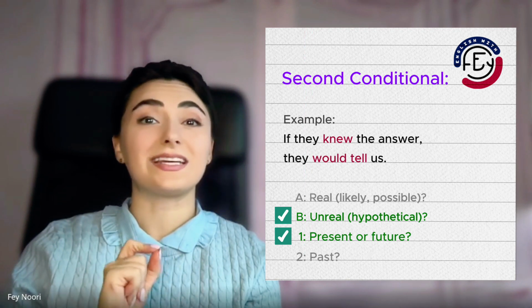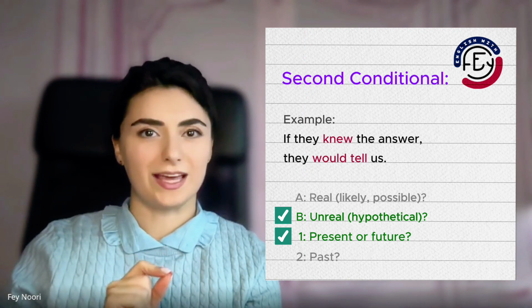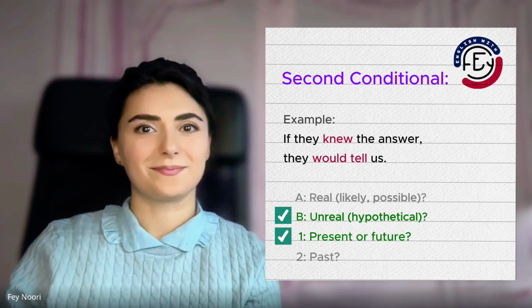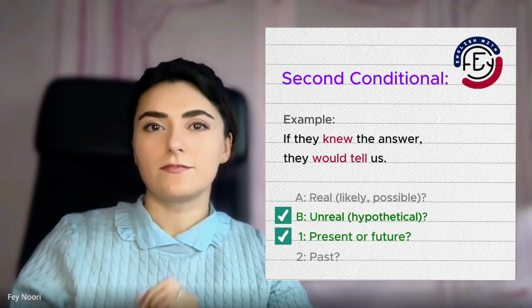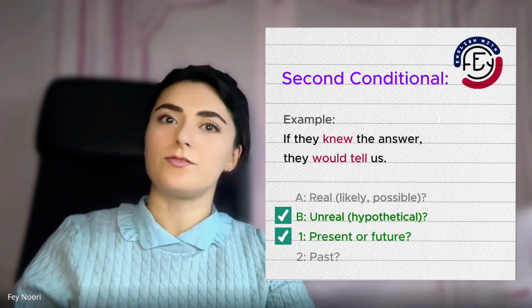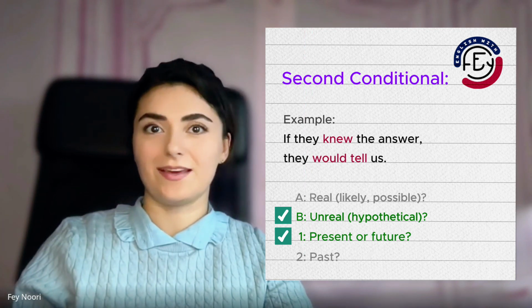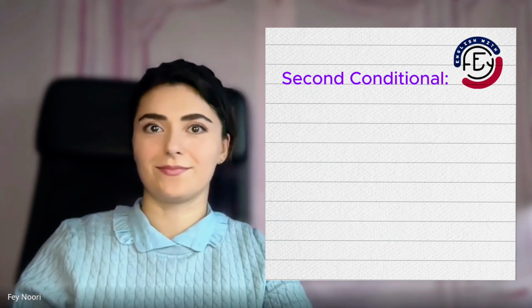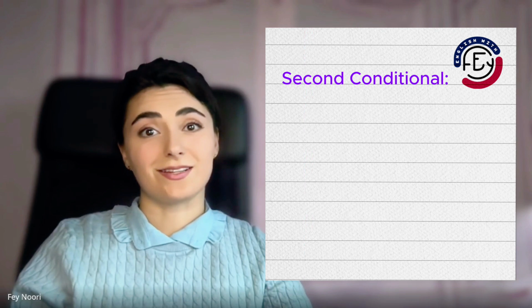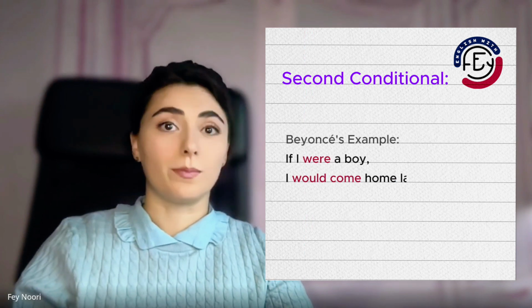Notice how I said if they did. If they knew the answer, they would tell us. So again, I'm using the subjunctive mood in the if clause. If she were taller, if they knew the answer, if I had $1 million, or like that Beyonce song says, if I were a boy.